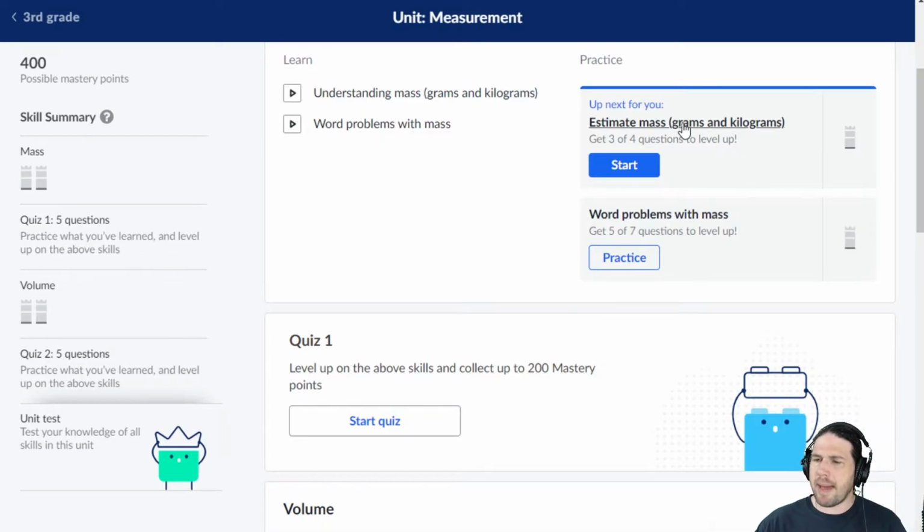Okay, estimate mass, grams and kilograms. So yes, metric, sorry, fellow Americans, you're gonna have to deal with it. We live in international times. They have to deal with our units. Right? The EU has to deal with imperial units as well because they trade with us. So we have to deal with metric units. That's the way it goes.